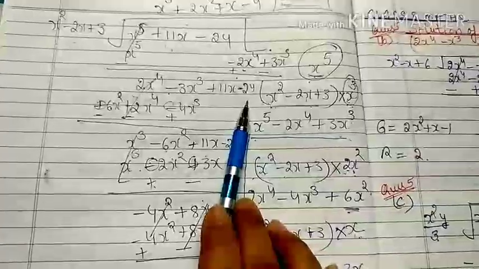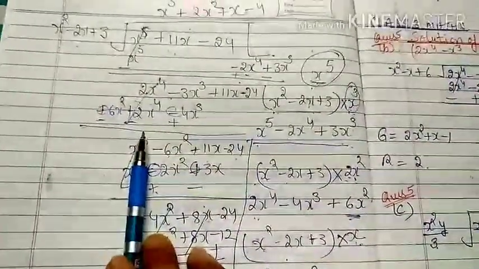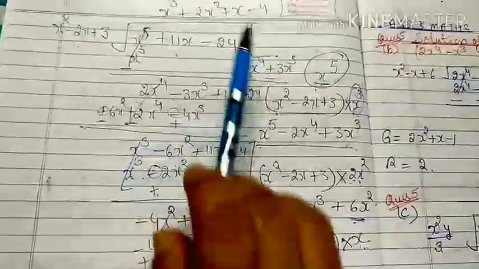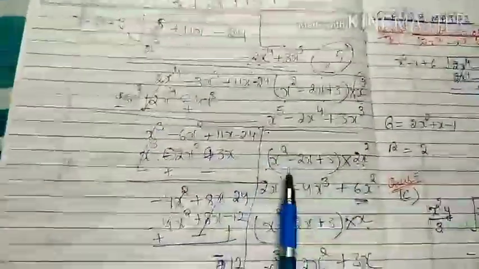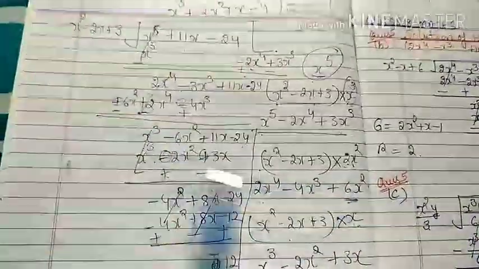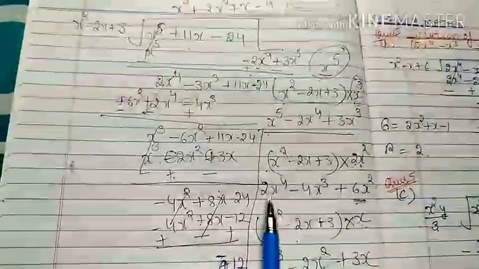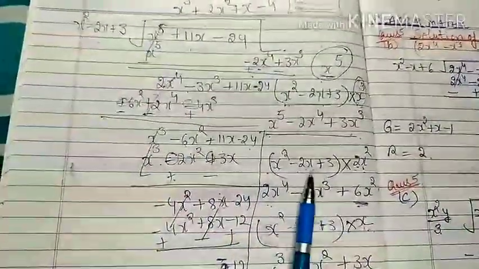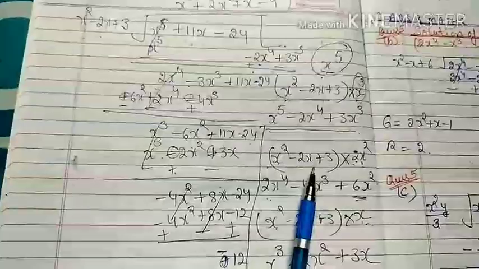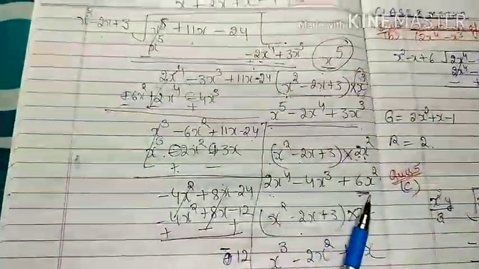Now my next target is to remove 2x^4. So what I do, I multiply 2x^2 with x square minus 2x plus 3, because here is only x square. Now x square when multiplied by 2x square gives me 2x^4. So my target is first one, and rest of the terms that are present in the division should also be multiplied with this term, that gives me minus 4x cube plus 6x square.